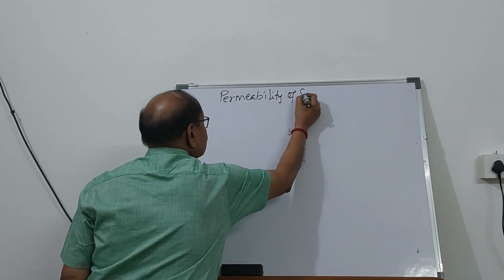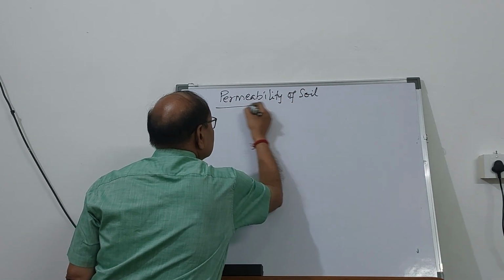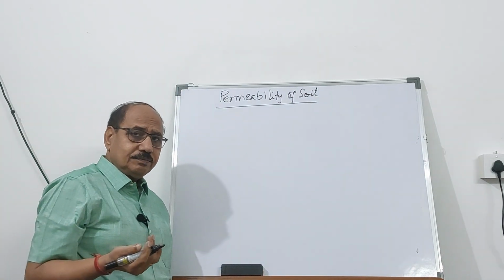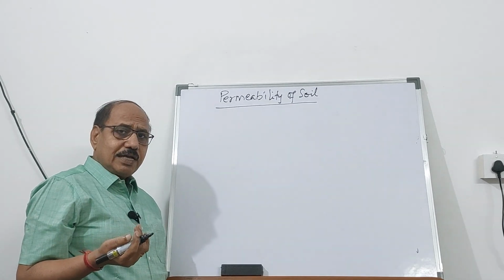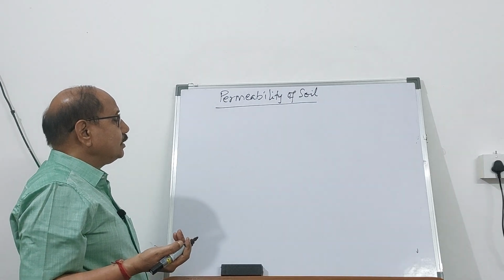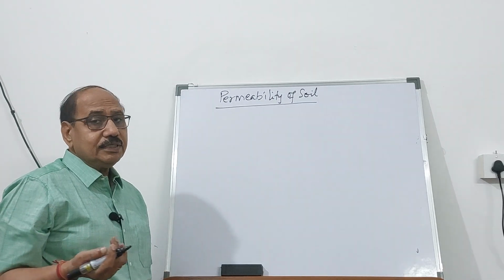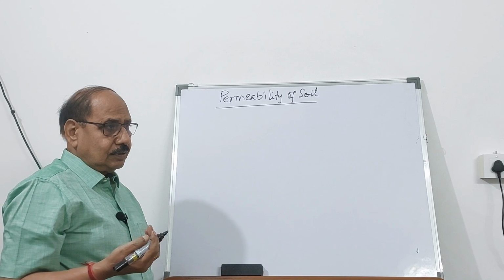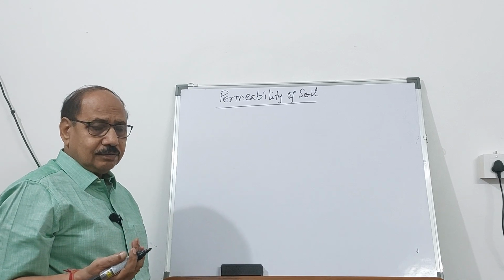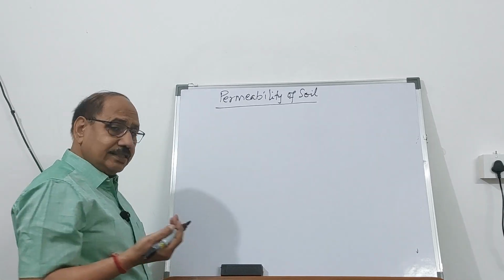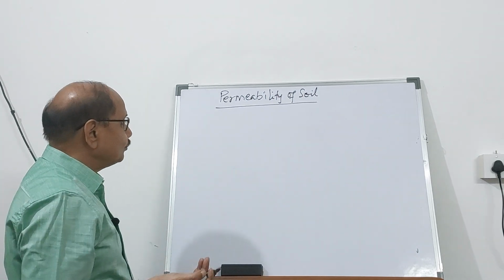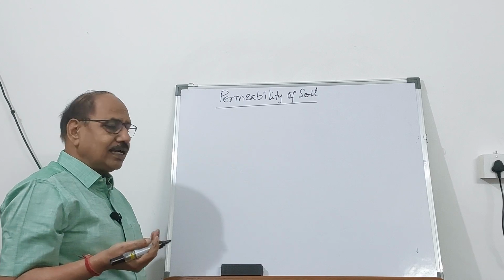of soils. So you know which is the most permeable soil? The coarse grained soils are more permeable in nature, and the least permeable is clay. So gravelly soil, sandy soil, and silty soil, and the least permeable is the clay soil. Highly permeable is gravelly soil.